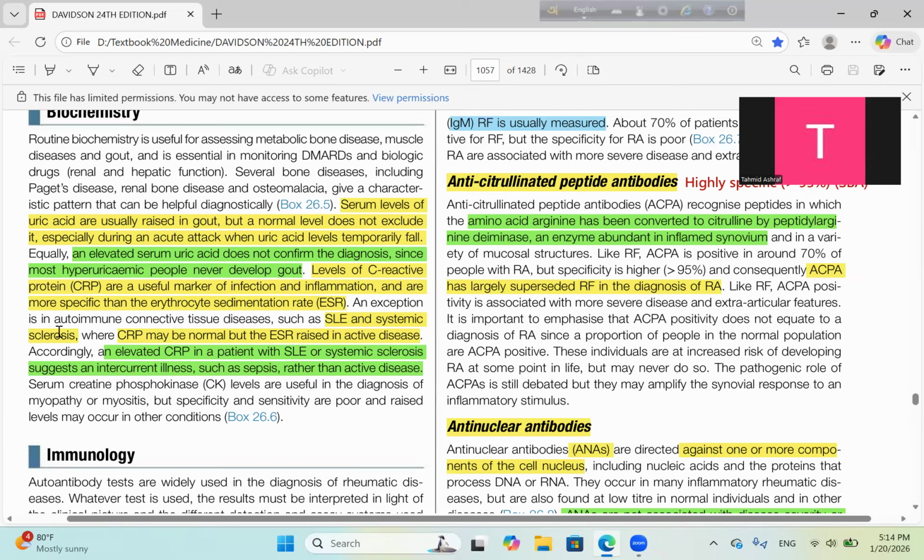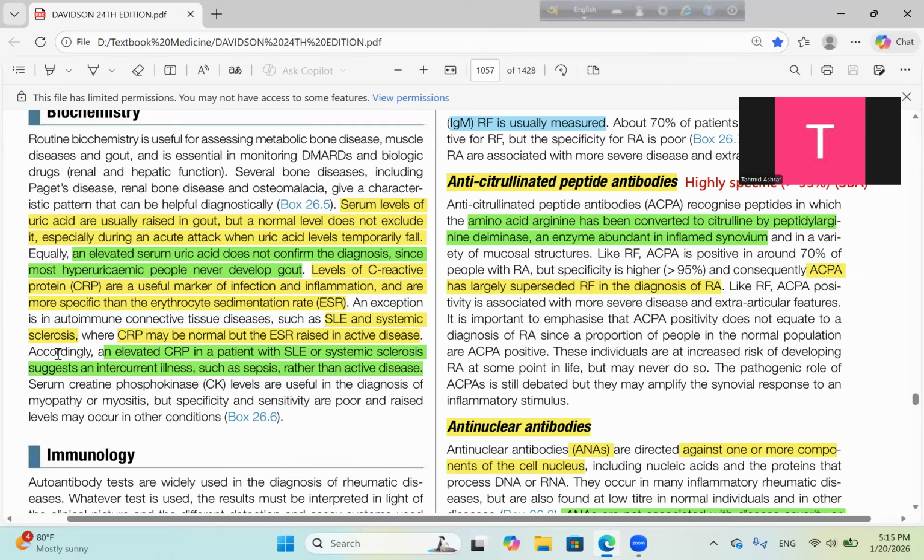So in SLE and systemic sclerosis, CRP may be normal, but the ESR is raised in active disease. So in active SLE, in active systemic sclerosis, ESR is raised, but CRP remains normal. We will have to memorize this. When you appear in the exams, there is an important exam question: in which of the following conditions is ESR raised but CRP normal? Here are two conditions we find, SLE and systemic sclerosis.